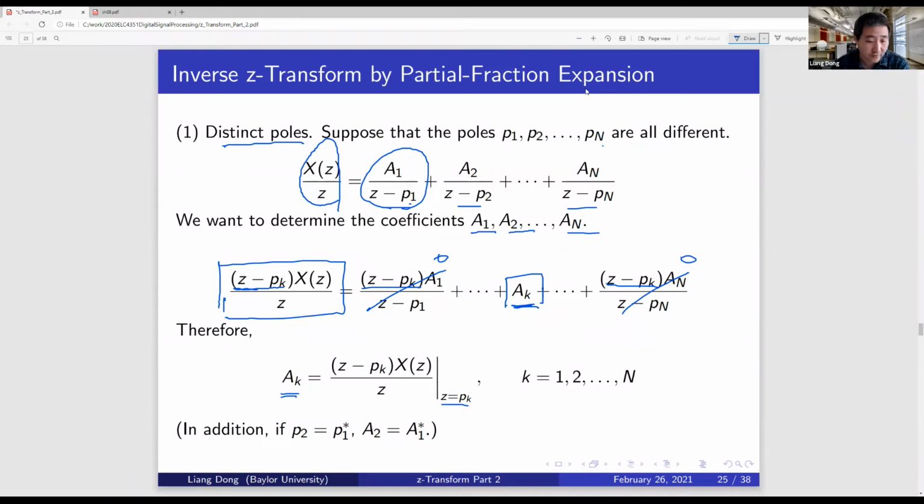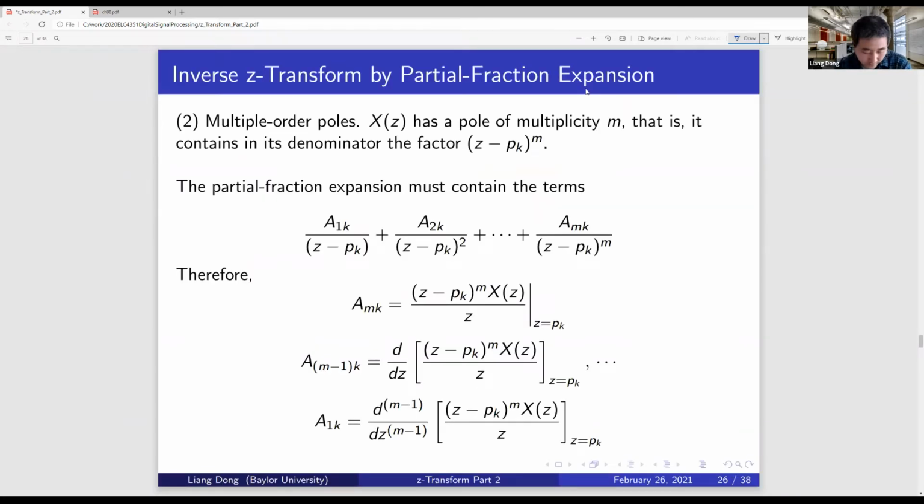And in addition, if you have another pole which is a complex conjugate, you don't have to calculate. The coefficient will just be the complex conjugate of the previous one. All right. So today we look at some other cases.